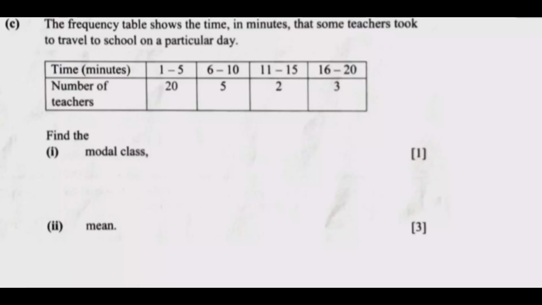To find the modal class, we look at the class that has the highest frequency, in this case the highest number of teachers. When you look, 20 is the biggest number among the numbers of teachers. So our modal class will be 1 to 5 minutes. So the answer is 1 to 5 minutes.